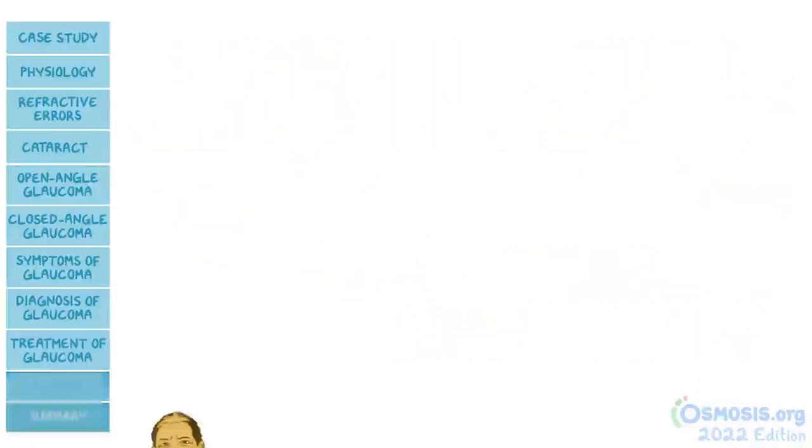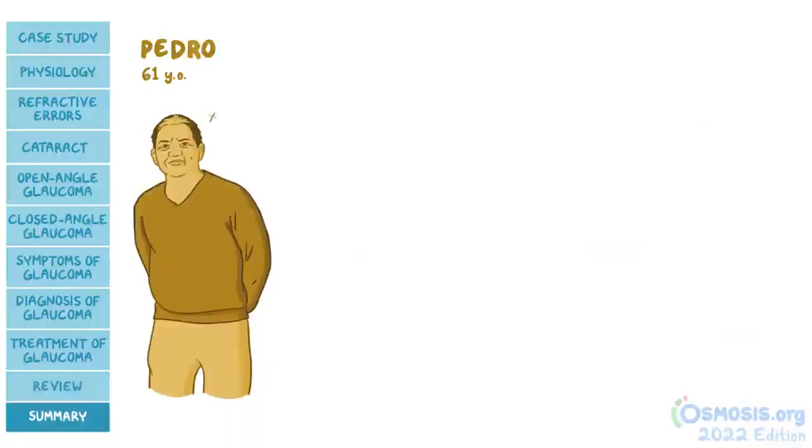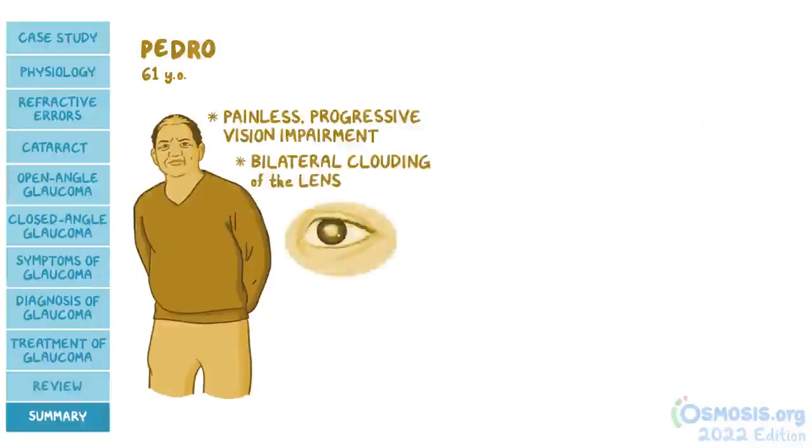Okay, back to our cases. 61-year-old Pedro presented with painless progressive vision impairment. This complaint, together with the bilateral clouding of the lens found on physical exam, should make you think of cataracts. Other clues include his age and past medical history of diabetes mellitus, which are risk factors for acquired cataracts.